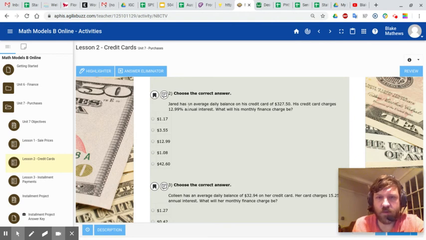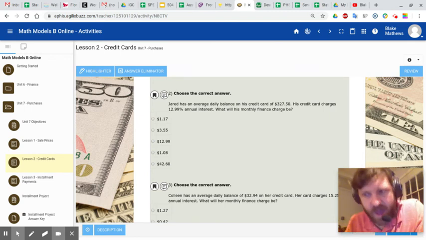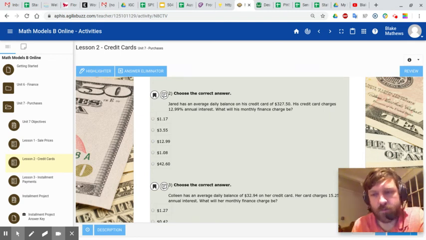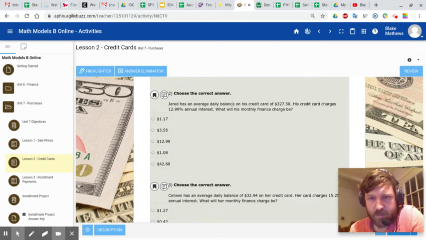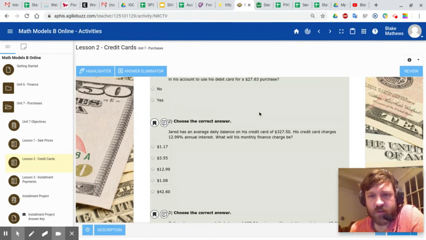So this idea here, this average daily balance, is the key. So the average daily balance is like, how much money had you spent on any given day? And so then they add up the amount you owe on average between all the days. So they're telling us in this first question, the average daily balance on his credit card is $327.50. His credit card charges 12.99 annual interest. What will his monthly finance charge be?